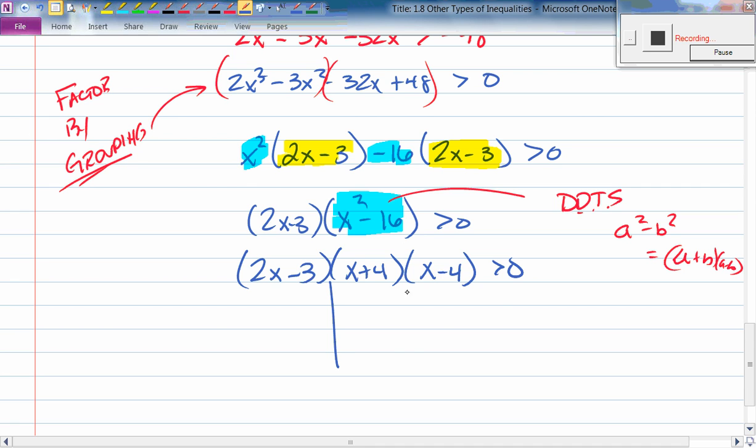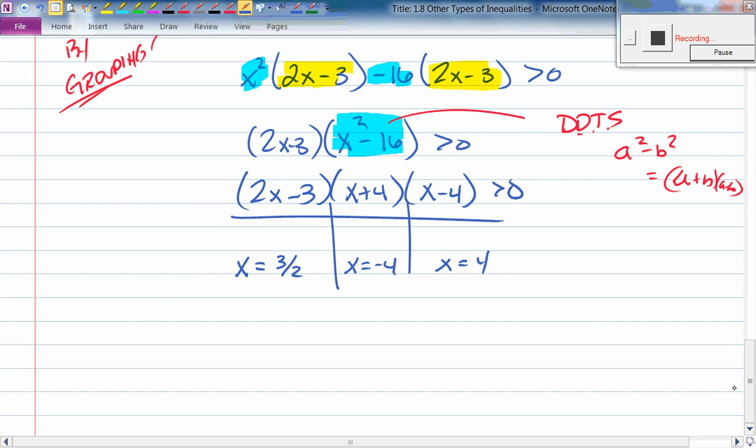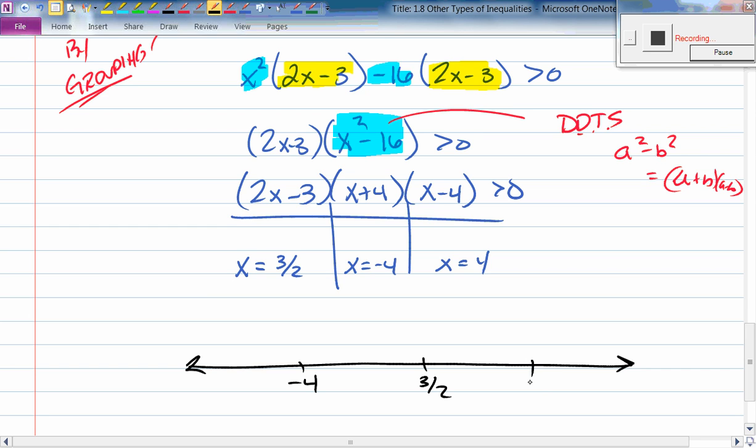All right, guys, where are my zeros? x has to be what? 3 over 2, so 3 halves. The other zero is negative 4, and the other zero is positive 4. In this case, I'm going to have four regions. I'm going to have negative 4, 3 halves, and positive 4. So here's a region, here's a region, and here's a region.